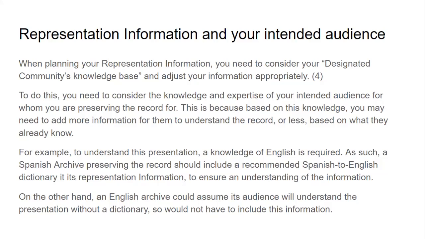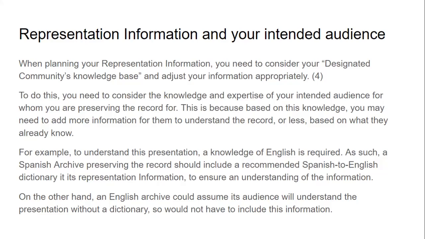This demonstrates the importance of considering your audience's knowledge to ensure you give them enough information to understand what has been rendered. On the other hand, if an English archive were to preserve the presentation, they would not need to include a dictionary as their target audience would already understand English. This would save resources for the service by not having to spend time finding an appropriate dictionary. Although this is a basic example, the underlying principles are important.